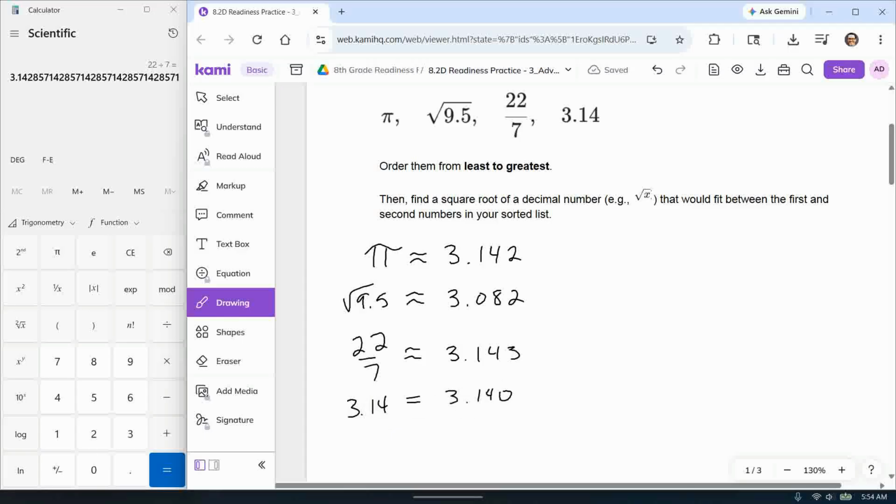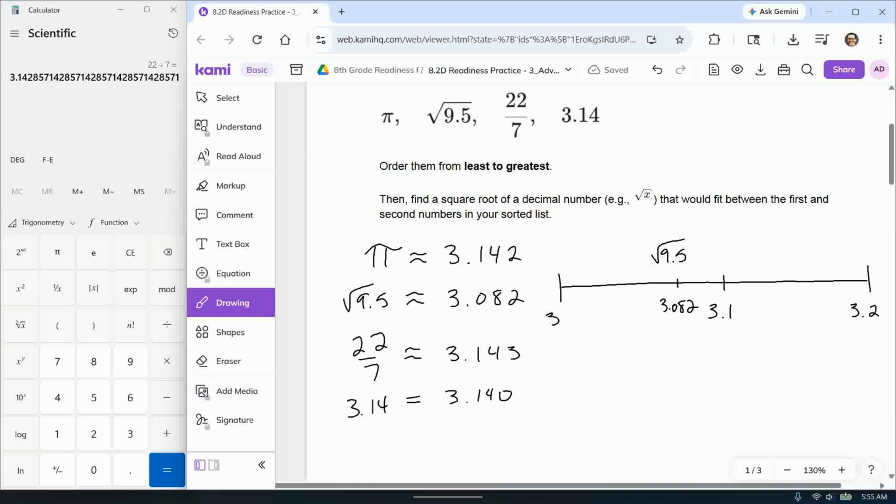I'll go ahead and make that have a 0 so we can go to the same spot. So let's put this on a number line here. And for our boundary numbers, let's make 3 and 3.2. So we'll have a 3.1 kind of midpoint here. Our smallest is going to be the square root of 9.5. That's below the 3.1. So I'll put 3.082, and then I'll put the actual value, square root of 9.5, right there.